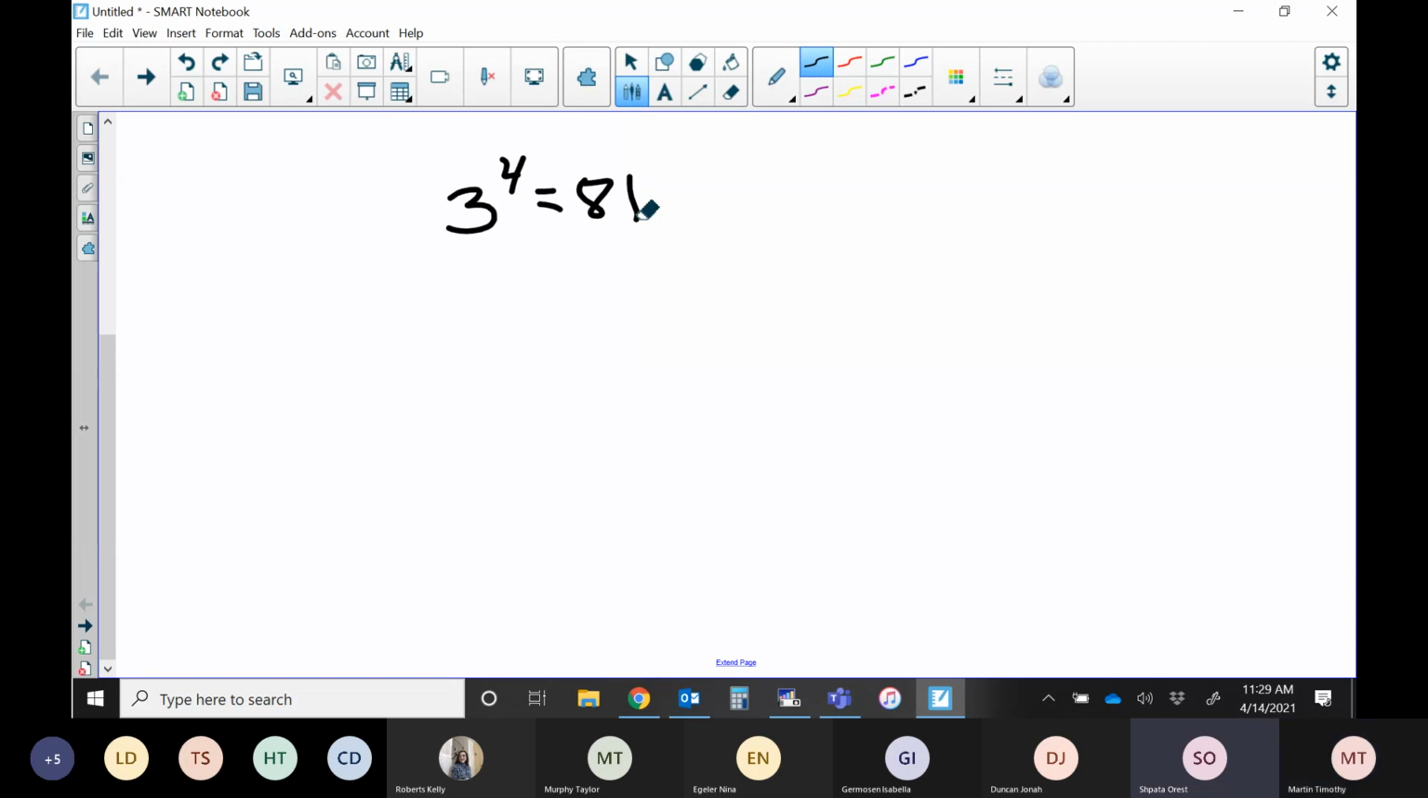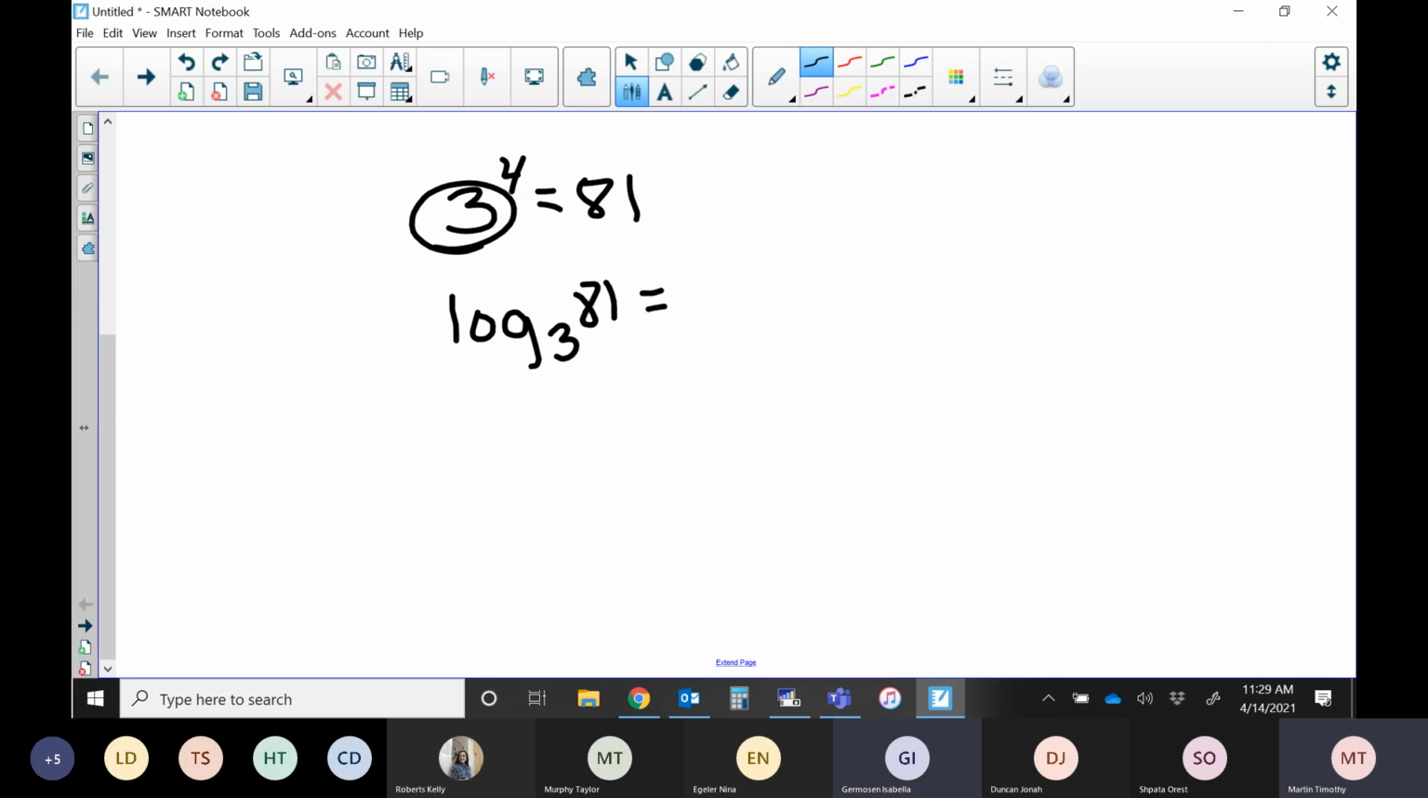Log subscript 4 of 81 equals 3. No. You switch one of those. The base here stays the base when I do log. So it's not log 4, it's log 3 of 81 equals 4, yes.